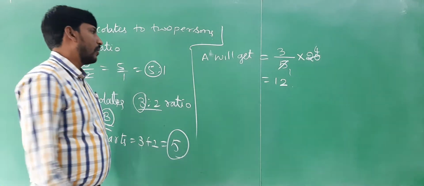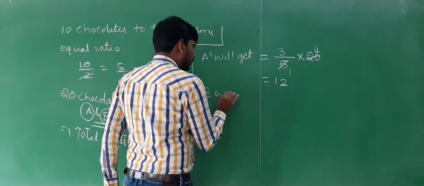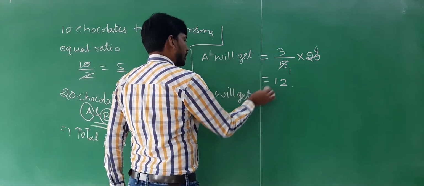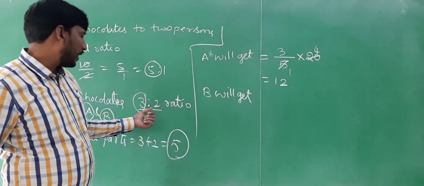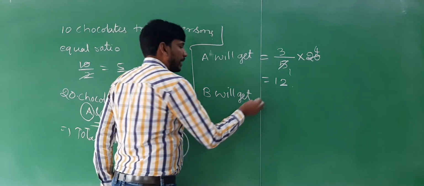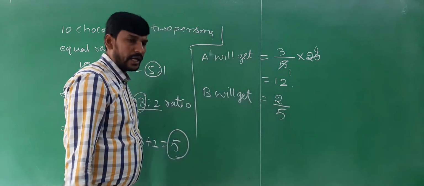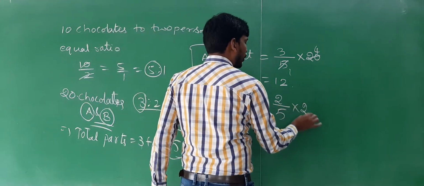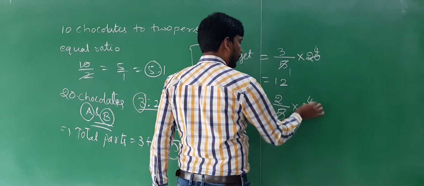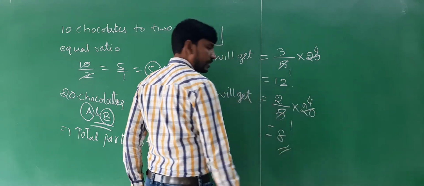Right, children? Now what will B get here? How many chocolates will B get? By subtracting you will get it, but by using the ratio you can find it out. So here B's share is nothing but 2 and total shares are nothing but 5. Okay? How many chocolates are there? 20 chocolates. So 5 ones are 5, 5 fours are 20, which is equal to 8 chocolates.